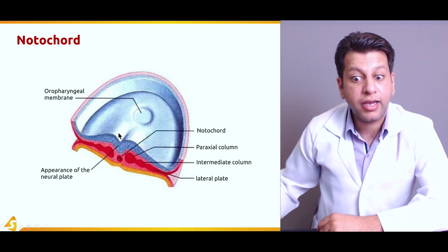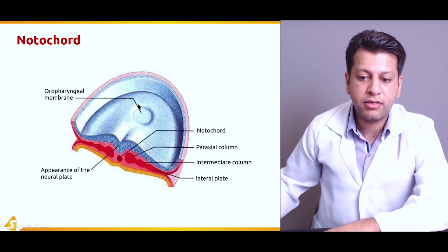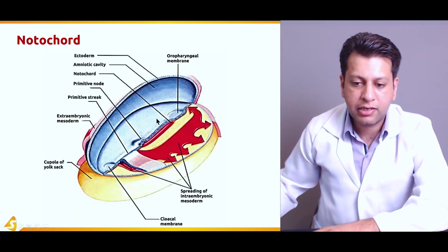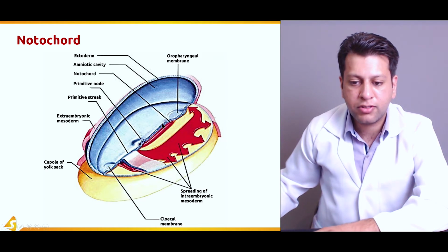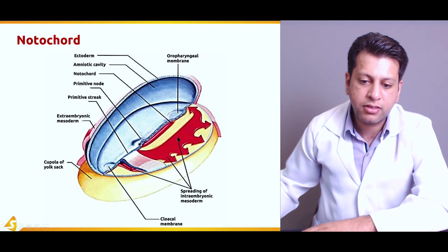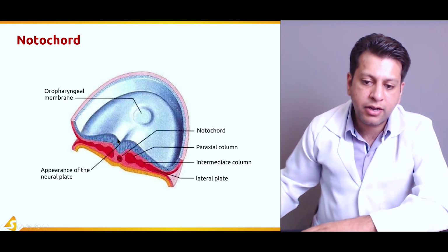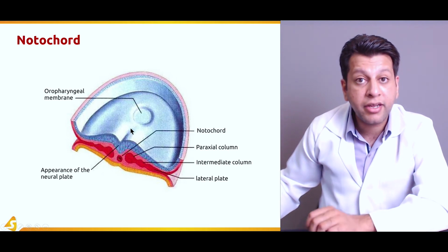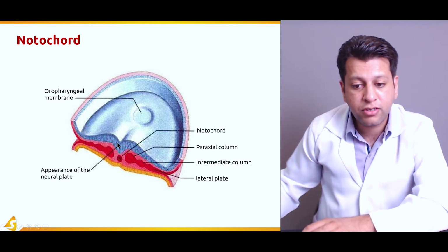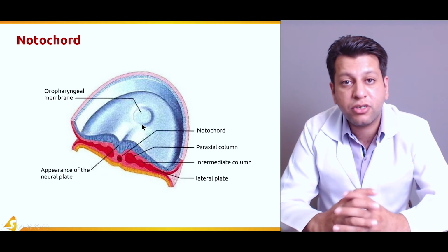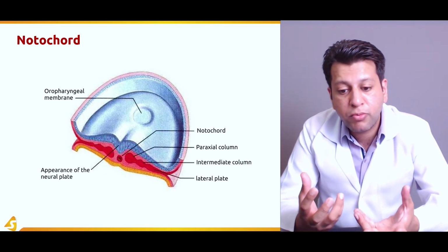So this is another diagram. If you take a cut section at this level, cutting it horizontally or transversely, it would appear like this. Now this is the primitive groove. This is the cranial end, which is forming the oropharyngeal membrane. And the cells are migrating in 2 ways: they are going towards this as well as downwards. So the cells' migration takes place in 2 planes, and this results in a tube-like structure.